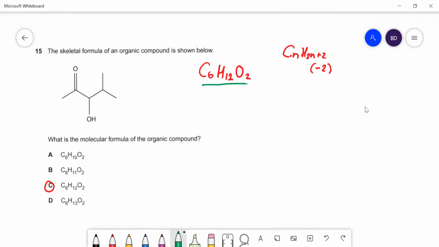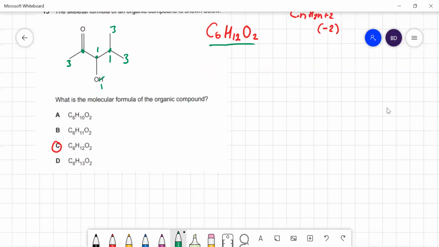Let's just think, we've got 3 on the methyl group there. You've got none on that carbon. You have got 1 hydrogen on there and another one there. You've got 1 hydrogen stuck to that, and you've got 3 there and 3 there. Add them up, that comes to 12. Okay, so it's all okay.